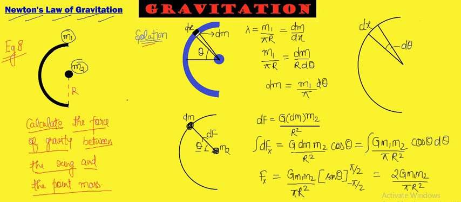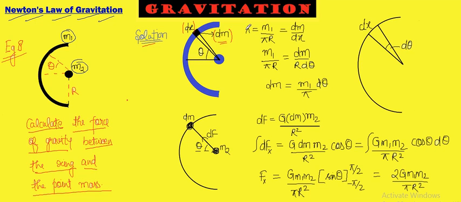Listen, the first thing we are doing is, at an angle theta from the x-axis, at some angle theta, I have taken a small length dx. Okay, and of this small length dx, I have assumed its mass to be dm. I have already told you how to calculate this dm.